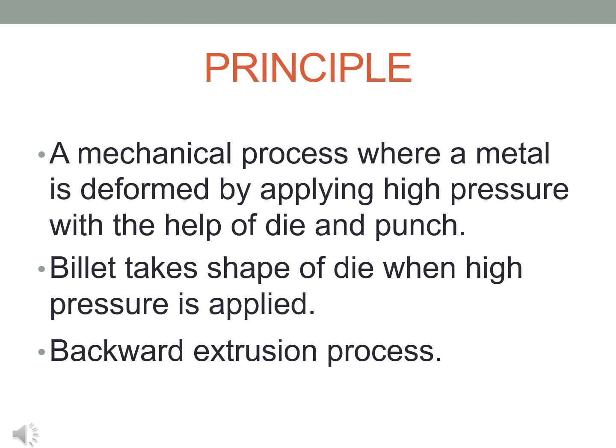The die is used in order to shape the metal in different shapes and sizes as per our desire. The die is designed in a manner so as to withstand the pressure and temperature of the heated billet. The billet takes the shape of the die when high pressure is applied. It is also called the backward extrusion process, since the product is obtained at the back of the die.